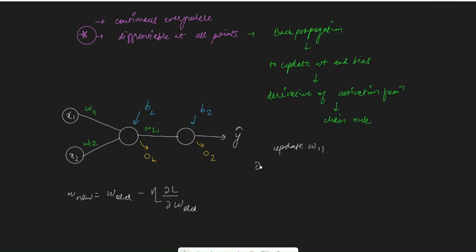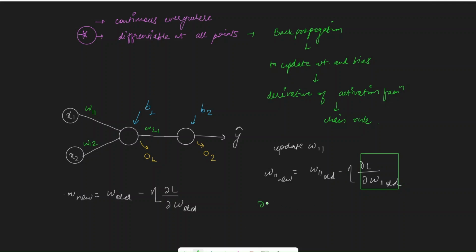In this case, what we need to do is find W11 new, that will be equal to W11 old minus eta, derivative of loss function with respect to W11 old. Now let us try to focus on this part of the equation. This is the learning rate and this is the derivative.